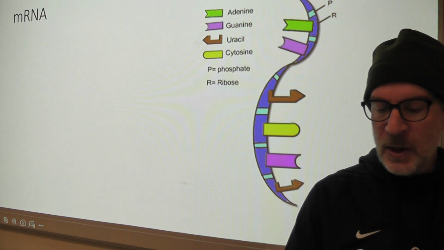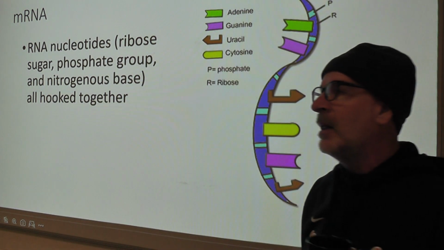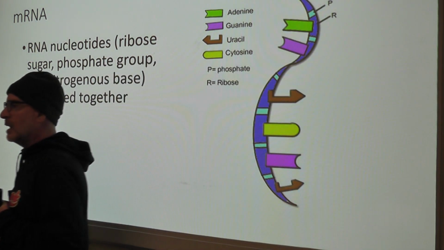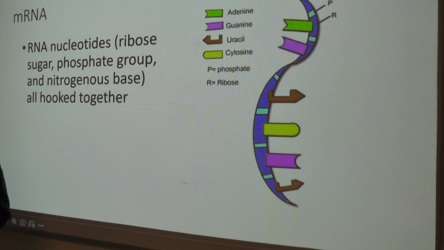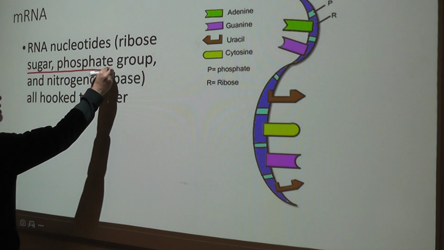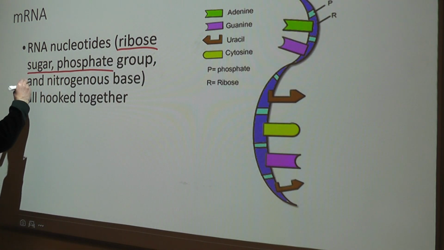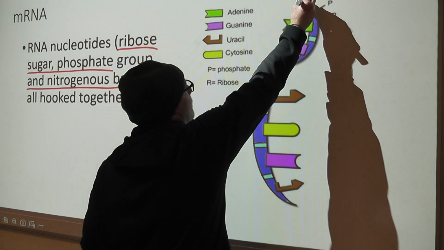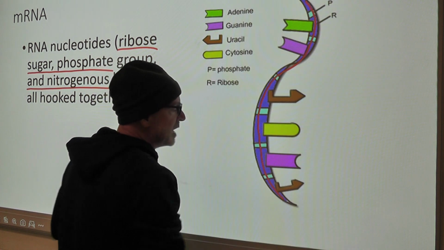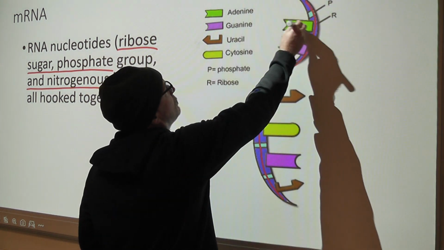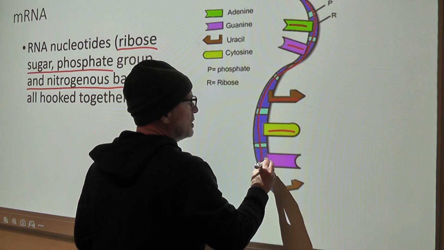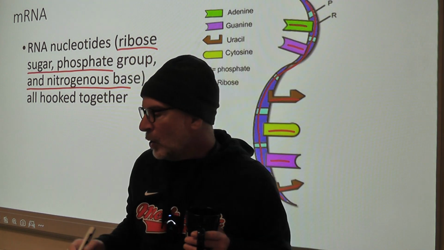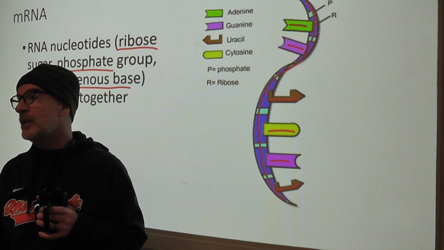All right, let's look at messenger RNA in a little bit more detail. I just want to make sure that you understand that while RNA, ribonucleic acid, is different from DNA, it's not drastically different. It still consists of a sugar, phosphate, so ribose sugar, phosphate group, and a nitrogenous base hooked together. We still have a sugar phosphate backbone. The structure of the nitrogenous bases is just the same. It all hooks together exactly the same way that your DNA molecules did.